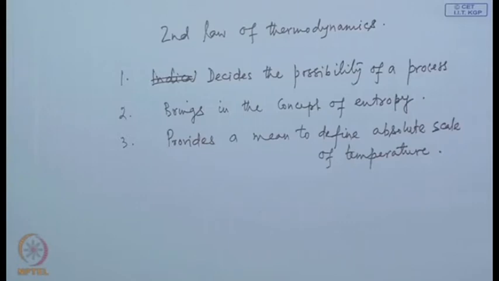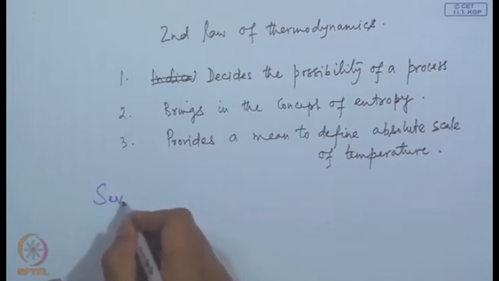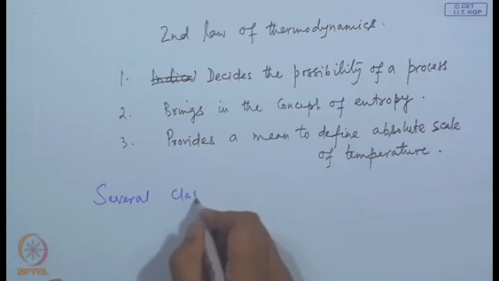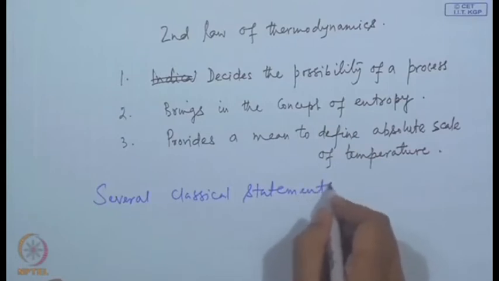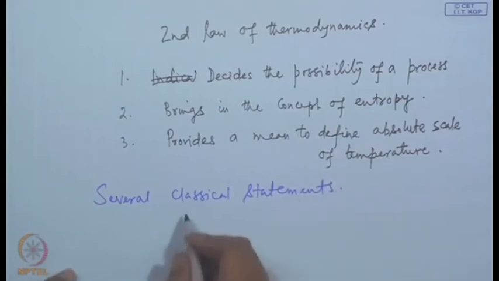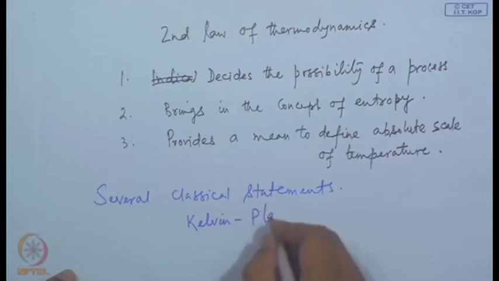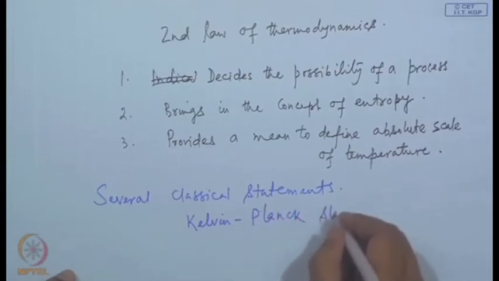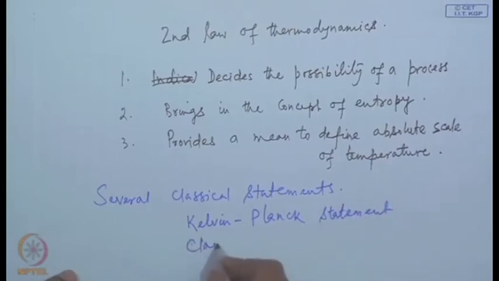As we mentioned, there are several classical statements of the second law, and the most important of them are the Kelvin-Planck statement and the Clausius-Clapeyron or Clausius statement.